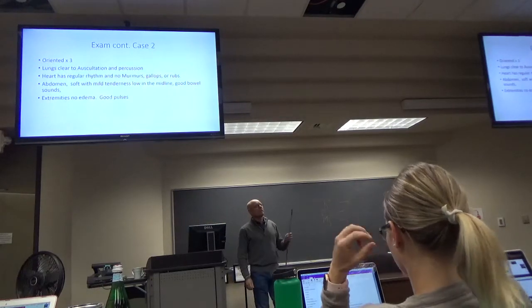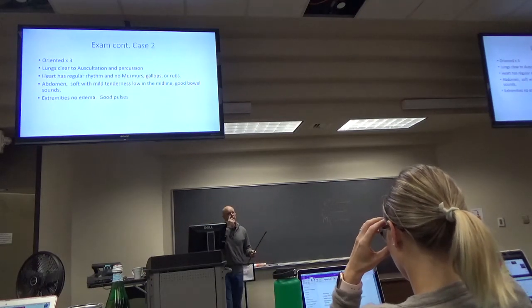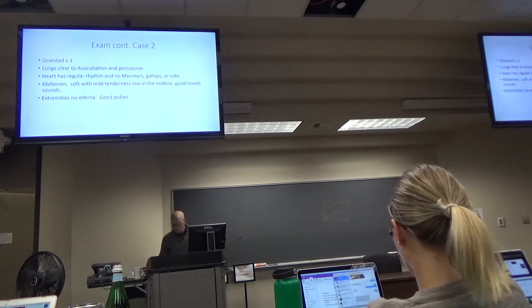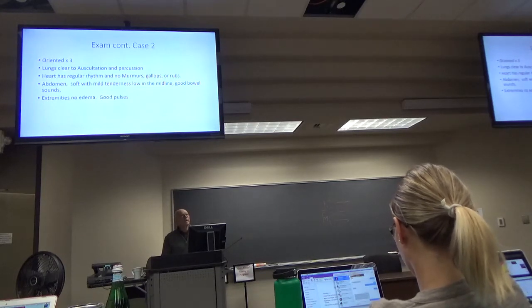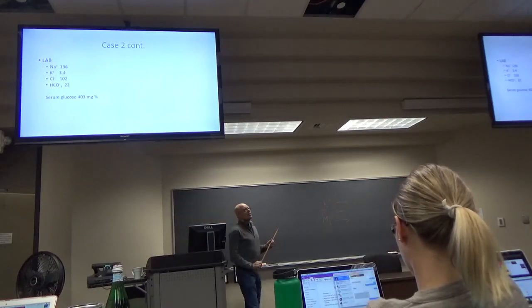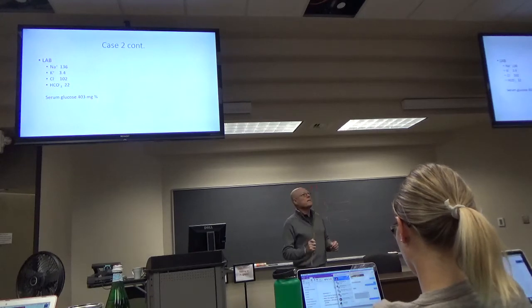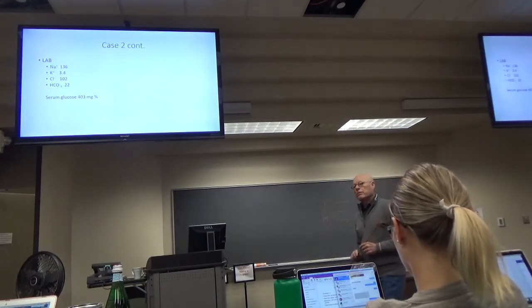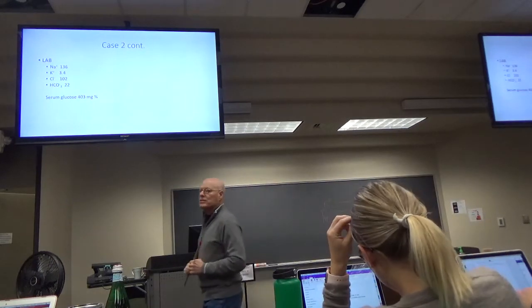She's oriented times 3, lungs are clear to auscultation and percussion. Heart is a regular rhythm with no murmurs, gallops, or rubs. Abdomen is soft with mild tenderness over her bladder. Extremities show no edema. And we draw some blood. She goes sodium 136, potassium 3.4, chloride 102, bicarb 22. Serum glucose 403. What's the diagnosis?